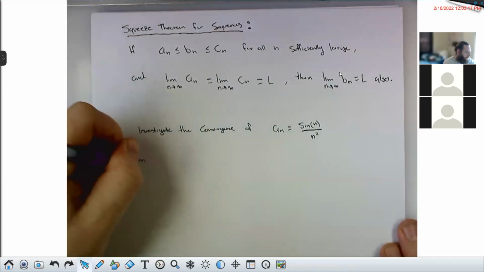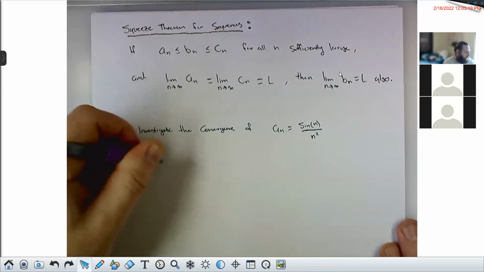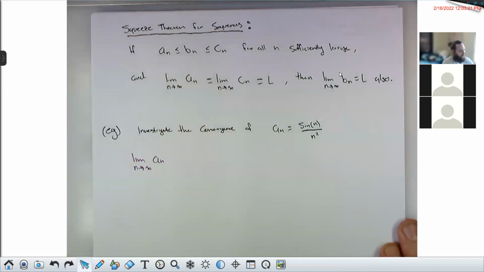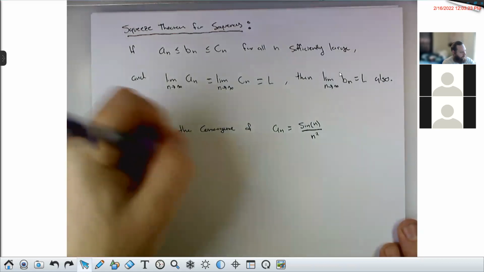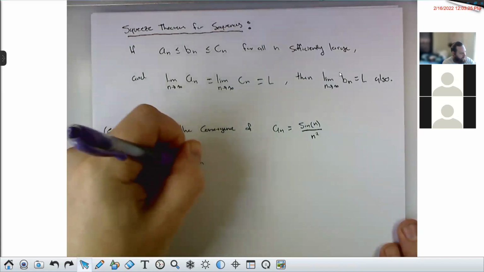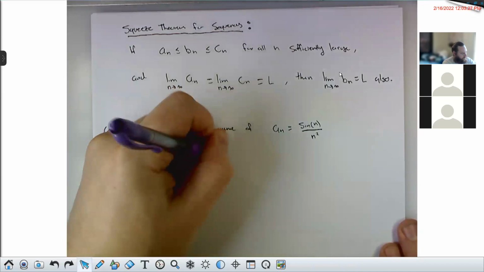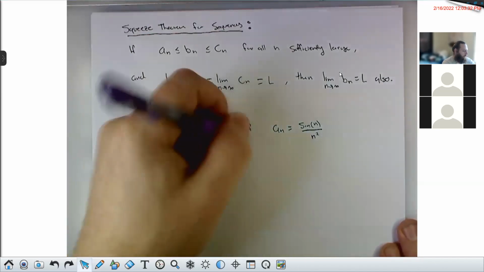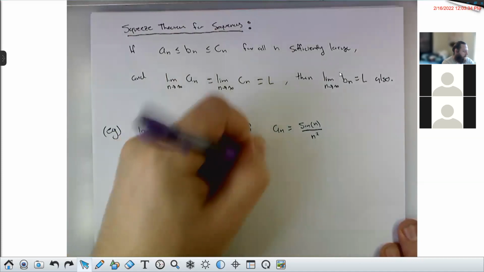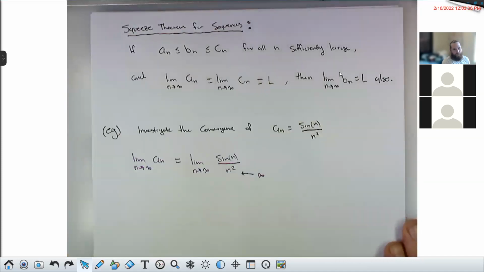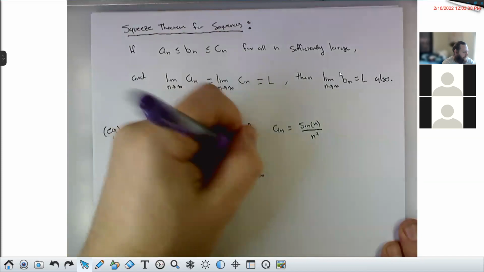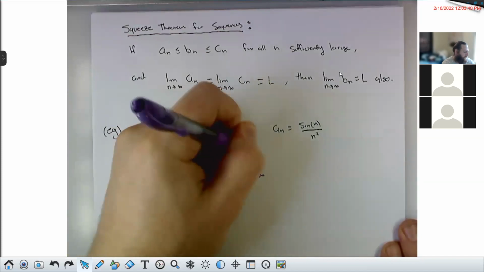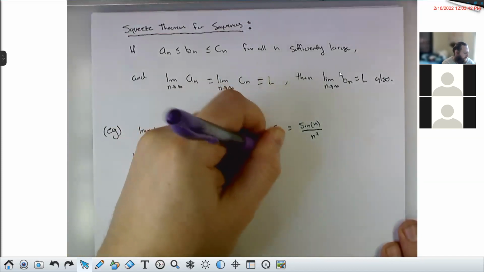So of course, that means I need to take the limit as n goes to infinity of an, which will be the limit as n goes to infinity of the sine of n over n squared. The bottom, of course, is going to go to infinity, but the top, this does not exist.